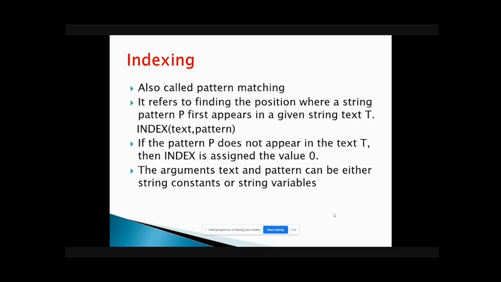So the arguments for the index function, that is both the text and the pattern, can be either string constants or string variables. What do you mean by string constants or string variables? Directly you can pass the string, for example, index of JSSAT, where JSSAT can be my text and AT can be my pattern. Directly I can pass the constant. Constant means directly my string value, or you can store the string in a string variable and pass the string variable as the argument. So both the text and the pattern can be either string constants or string variables.